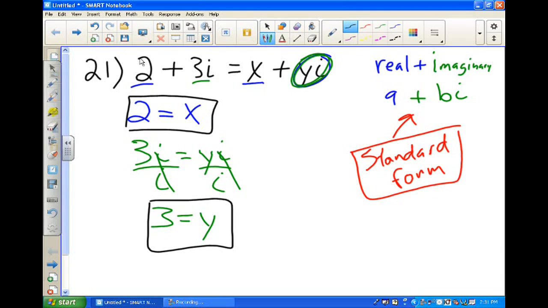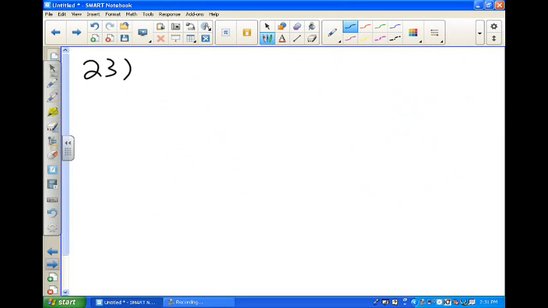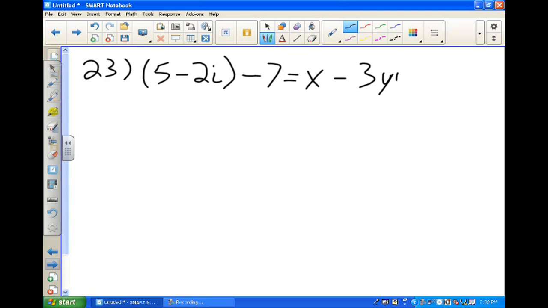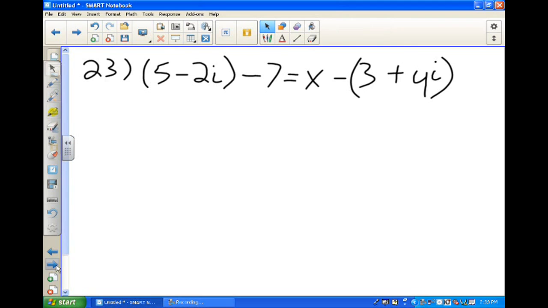Okay, let's do another problem. So for problem number 23, it's a little trickier. It looks different, but we're still going to do the same thing. We're going to combine all of the real parts and the imaginary parts, and in the end we should have a real component and an imaginary component that make up a complex number, and then the x and y should correspond to those, where x corresponds to the real component and y corresponds to the imaginary component.